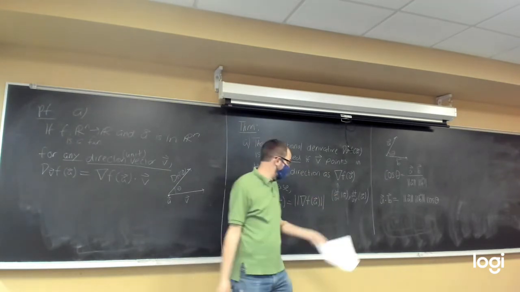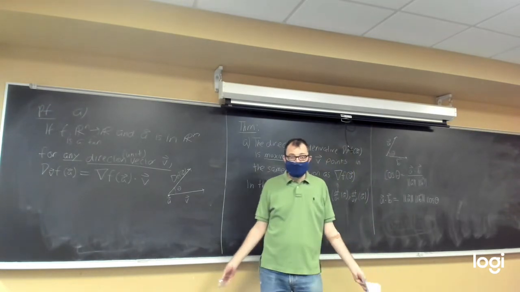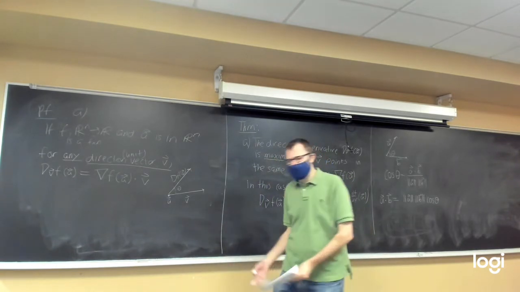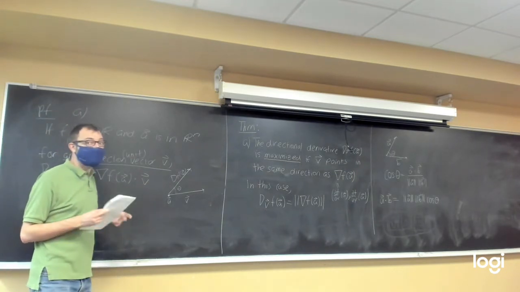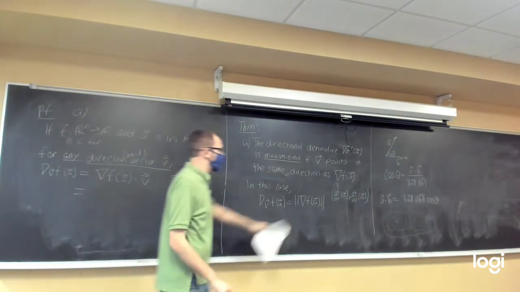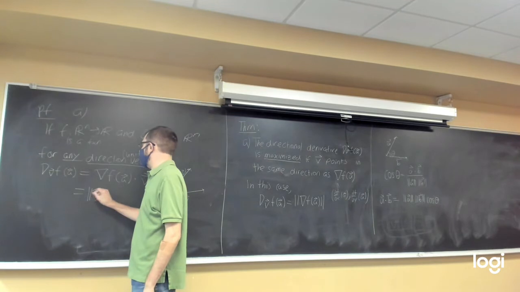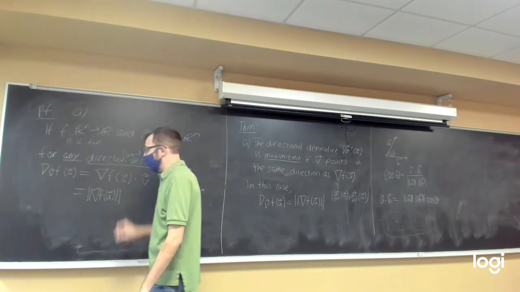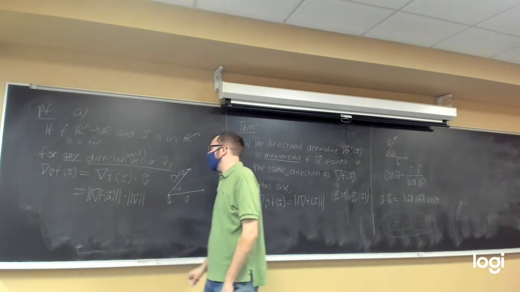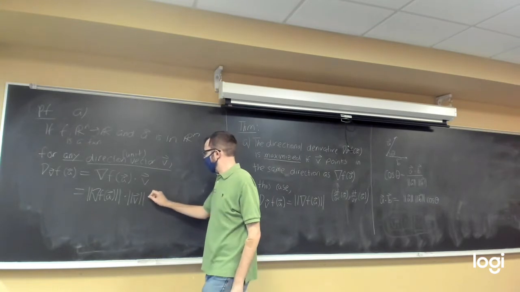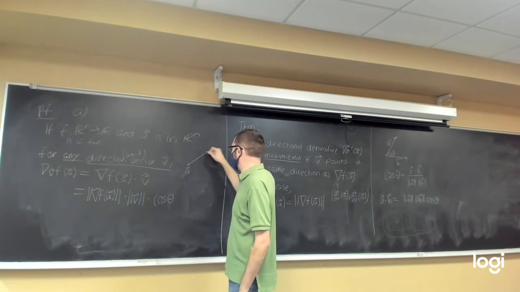Brianna, what's that? You want to replace the dot product with magnitude times cosine of theta? I like it. Yeah, good idea, Brianna. We're going to rewrite the gradient of f evaluated at A, dotted with the vector v. According to this formula over here, we can rewrite that as being equal to the magnitude of our gradient vector evaluated at A times the magnitude of v times cosine of theta. Sorry, I had to erase that. Let's put that back up here.